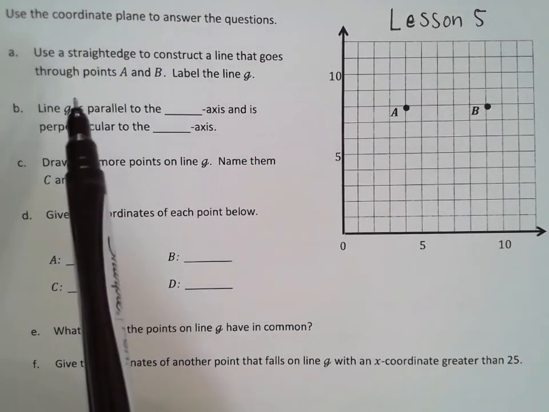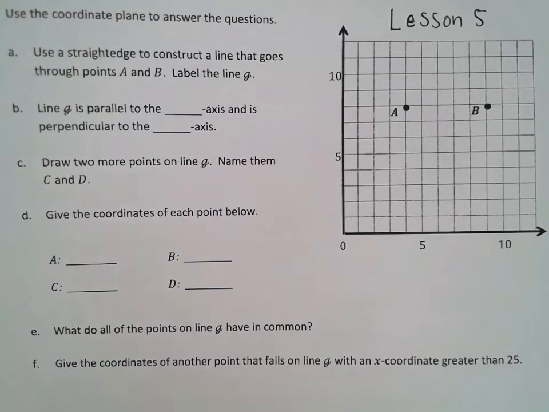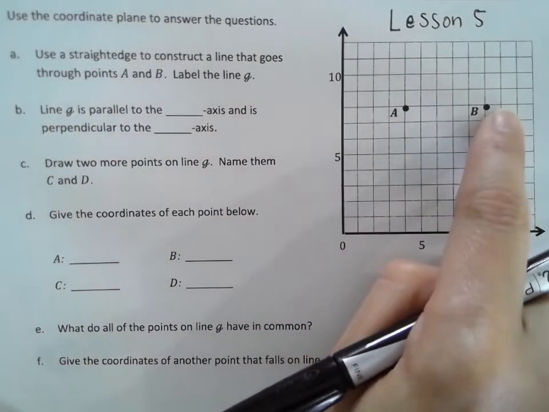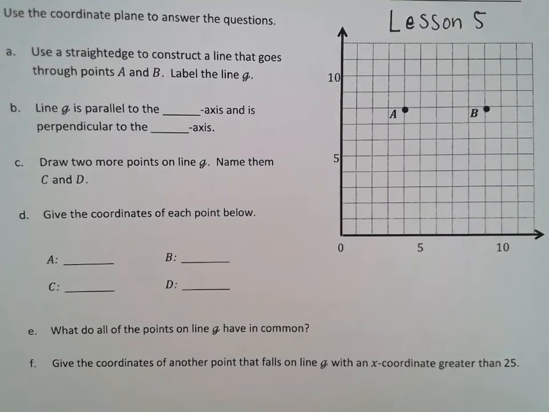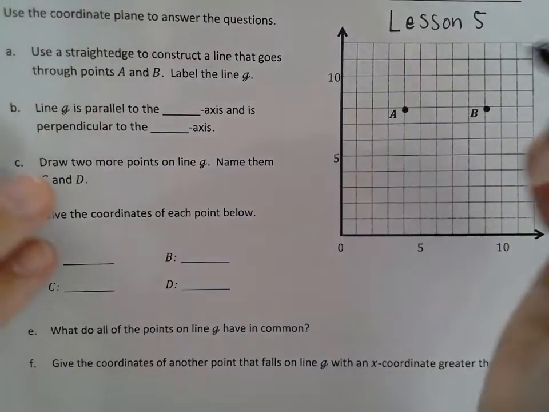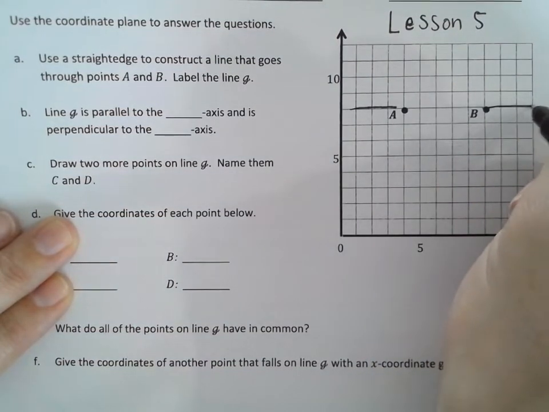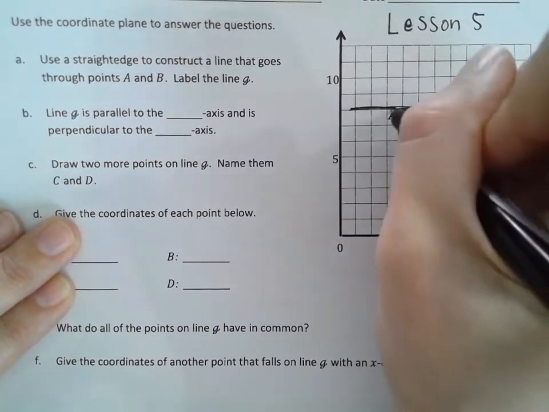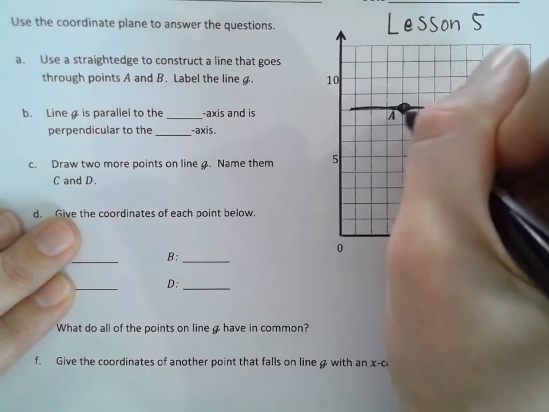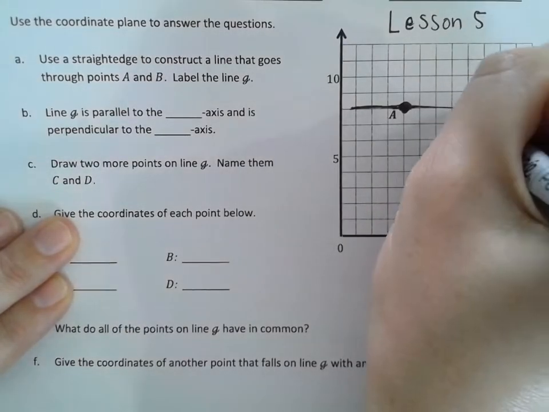A says, use a straight edge. That just means like a ruler or a piece of paper that can help you draw a straight line. But we can actually use the grid line, so you don't have to use a straight edge to construct a line that goes through points A and B. I'm going to make those points a little bit bigger so it shows them going through.